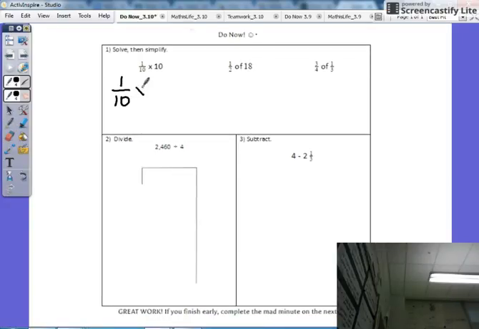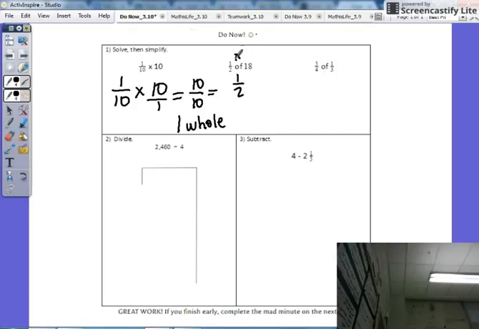So the answer to 1 over 10 times 10: we all know 10 is a whole number, and all whole numbers can be put over 1, correct? So we're going to put 10 over 1. Now we're going to multiply straight across. 10 times 1 is 10. 10 over 10 will equal 1 whole. Good job for those who got it.